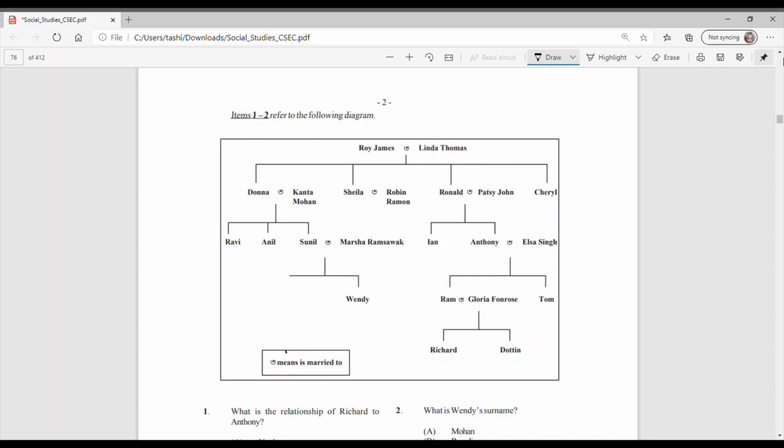Alright, so we will be doing a part of a multiple choice relating to family, and then we are going to move into a part of paper 2 relating to family. So we're going to cover the topic of family in this revision paper.